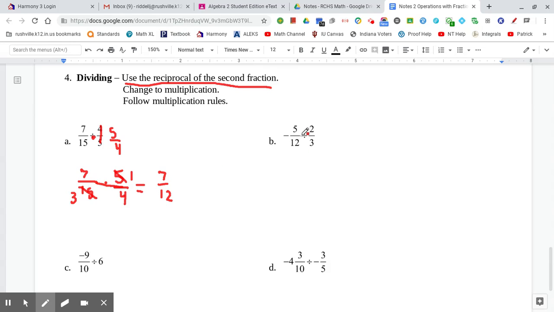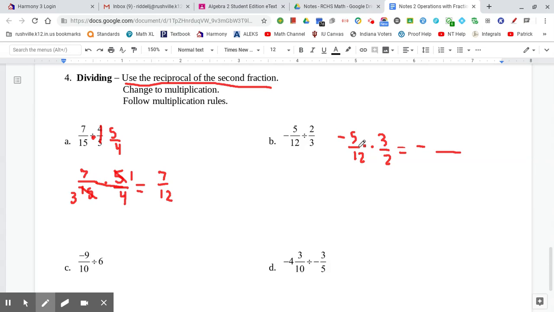For this next example, we have negative 5 over 12 divided by 2/3. So we're going to keep the first fraction the same. We're going to change from division to multiplication. And we're going to flip the second fraction around. So instead of having 2/3, we're going to change this to 3 over 2. Now we have a negative number times a positive number. So we know this answer is going to be negative.